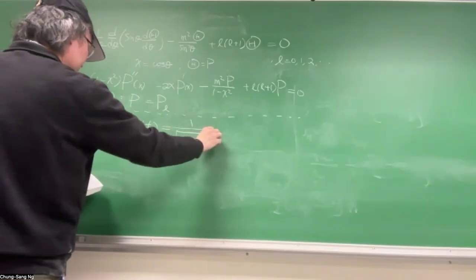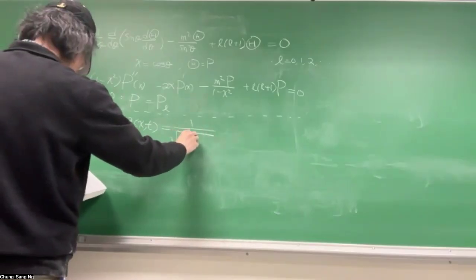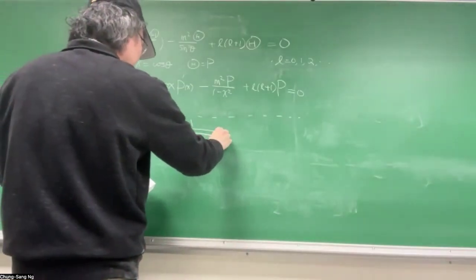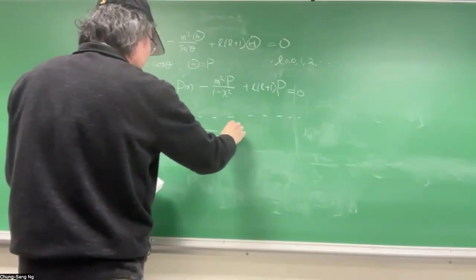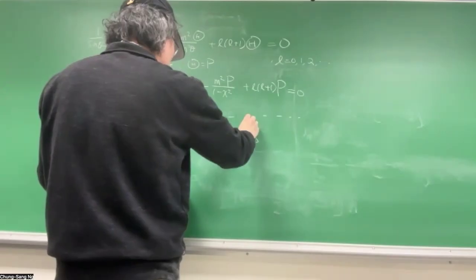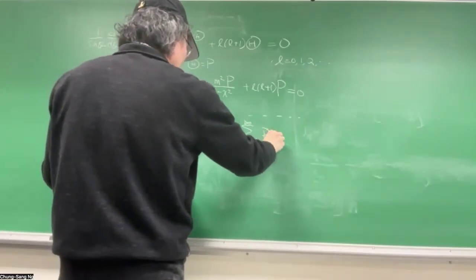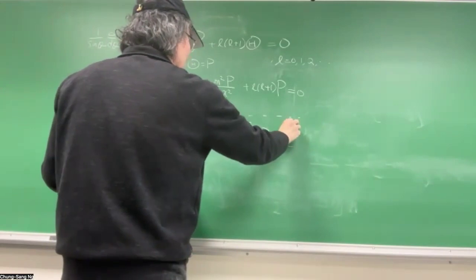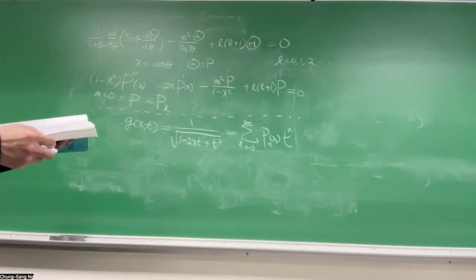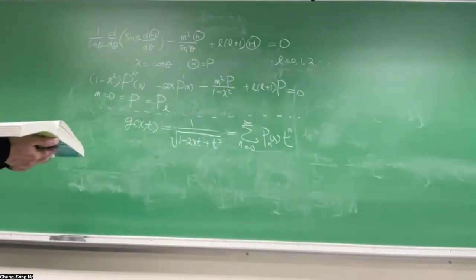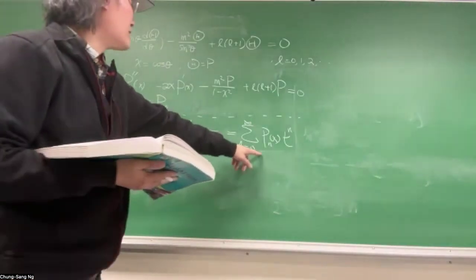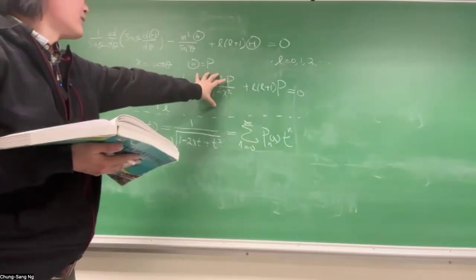1 over square root of 1 minus 2xt plus t squared, and it equals the sum over P sub n times t to the power of n. At this stage, it's not obvious why these coefficients satisfy this differential equation with m equals 0.